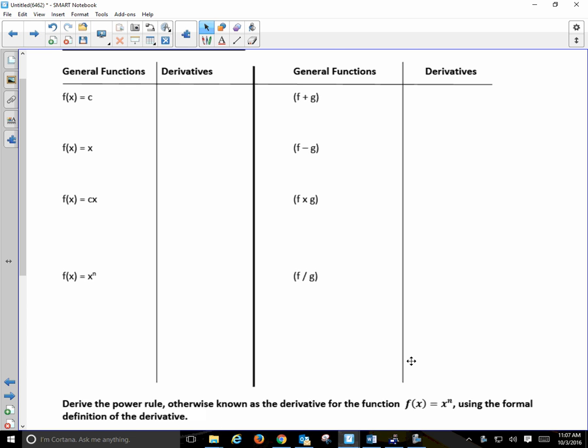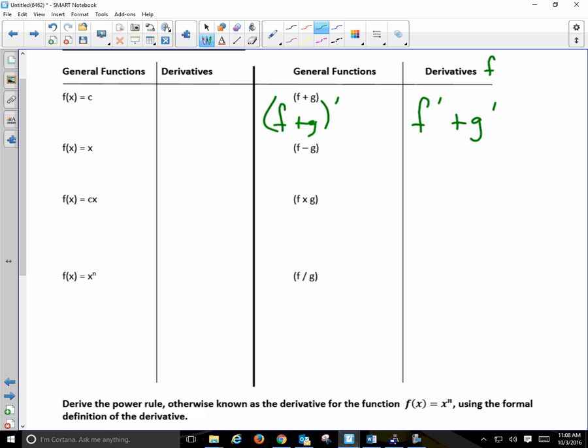So anyway, let's go over some other rules. For example, if you want to find the derivative of f plus g, just take f prime plus g prime. Now, for example, if you had f of x equal to 3x squared plus 2x, we did that rule last week. The derivative is 6x plus 2, right? So we've already done this before.